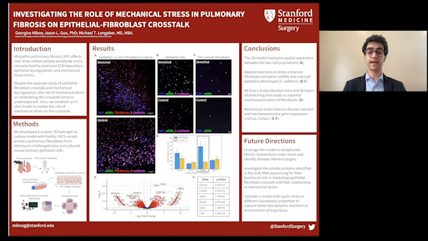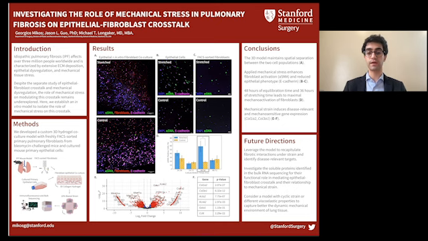So we optimized the equilibration time before stretching and the stretching time itself to achieve maximal mechanoactivation as quantified by the percentage of alpha SMA positive cells, as we can see in panel D. And the results were 48 hours of equilibration and 36 hours of stretching.